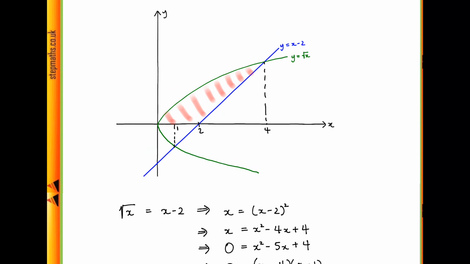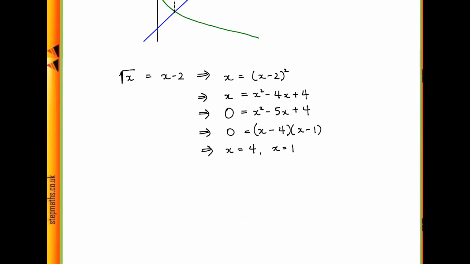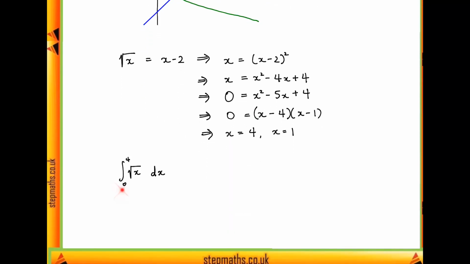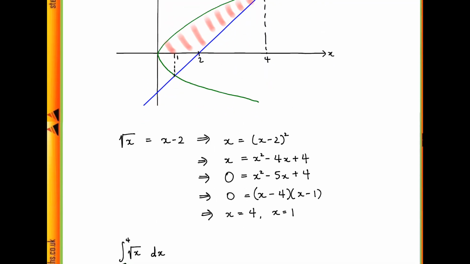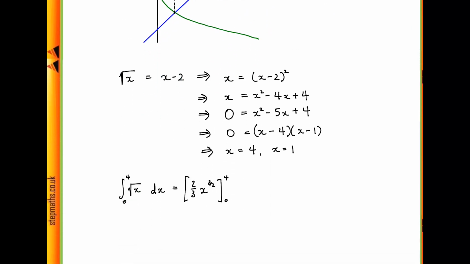Right, so now if I want to find the area under the y equals root x curve up to 4, we're going to have to do an integral. So if we integrate square root of x between 0 and 4, we get here. So of course this 0 doesn't matter, and if I rewrite the 4 to the power of 3 over 2 as 4 to the half cubed, then it's a bit easier to see that that's equal to 2/3 times 2 cubed, which is 2/3 times 8, or in other words, 16 over 3.